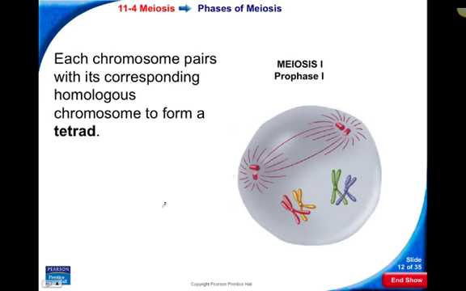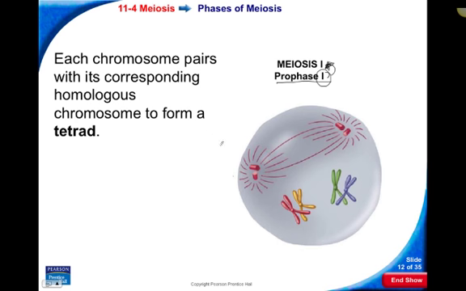Okay, so now we are in prophase 1. How can we tell what section of meiosis it's in? We have our 1, which means it's in meiosis 1. Each chromosome pairs with its corresponding homologous chromosome to form what's called a tetrad.